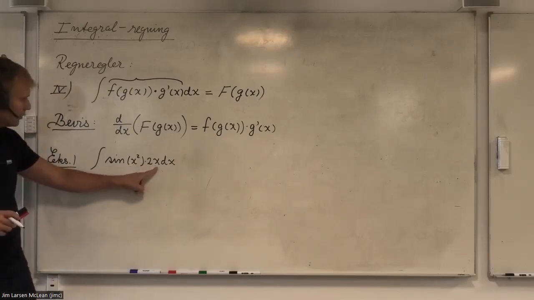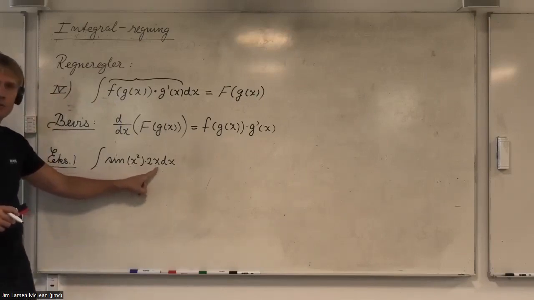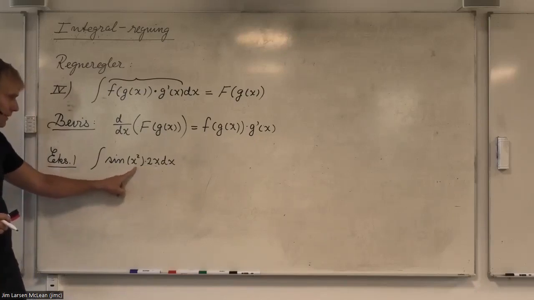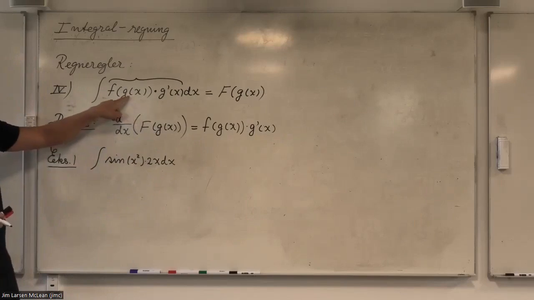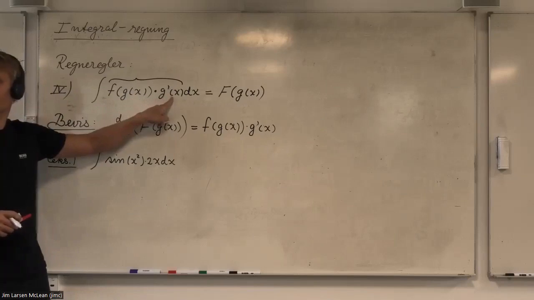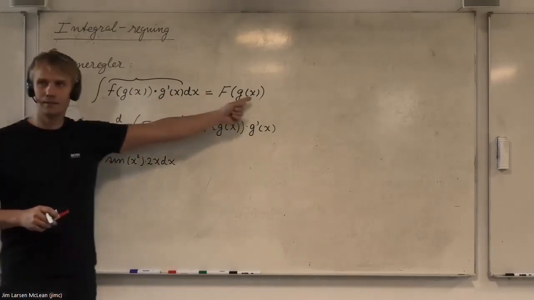x is related to 2x. Where does the family consist? x squared. If you differentiate it, you get 2x. Look up here. Look for a function g that, if you differentiate it, gives g prime, which is also present. If you see it, you can use this rule here.